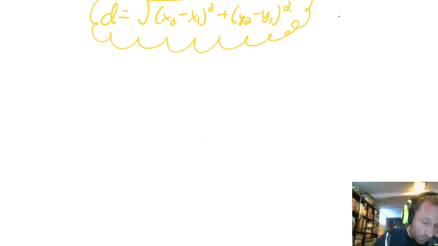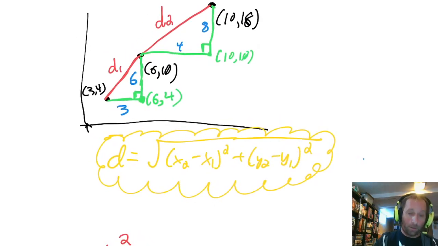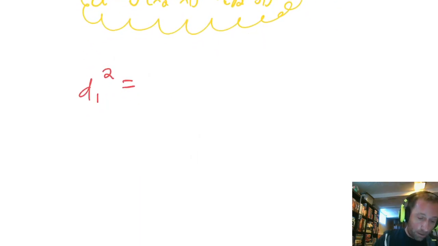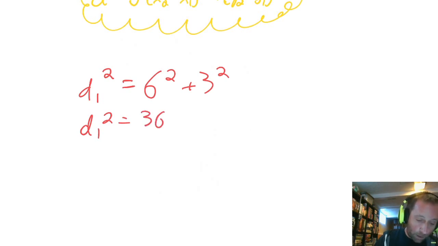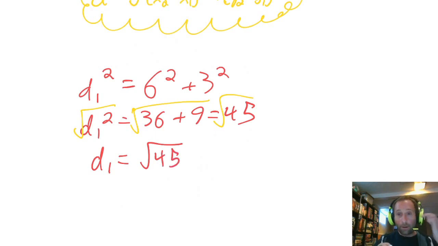Okay, so let's start with D1. And I'm just going to look back at my triangle here. So I had a right angled triangle and the two side lengths were 6 and 3. So I have D1 squared equals 6 squared plus 3 squared. So D1 squared will be 36 plus 9, which is 45. I can take the square root of both sides. So that tells me that D1 is equal to the root of 45.